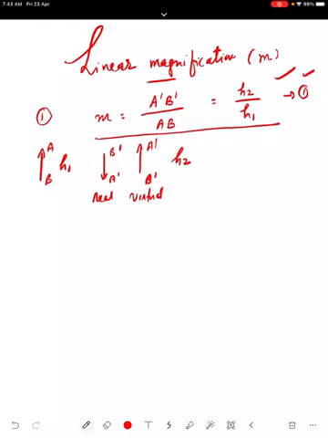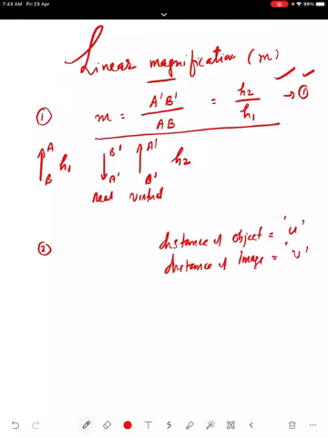This is also related to object distance and image distance. So distance of object from the mirror, we mark it by letter U, object distance. And distance of image from the mirror, we mark it as letter V. These are the small letters. U represents the object distance and V represents the image distance.